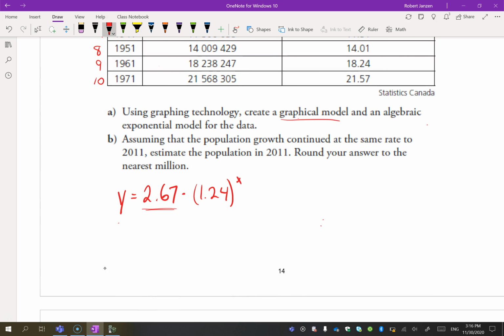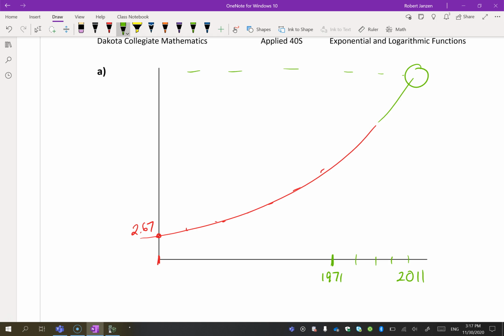Here's our algebraic model. Now it says, assume the population growth continues at that rate. What will the population be in 2011? Well, we go from 0 to 10, and 10 is 1971. So here we have 1971. What we're supposed to do is keep going until we get to 2011 and figure out exactly what the population will be here.